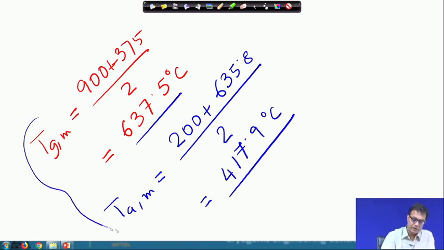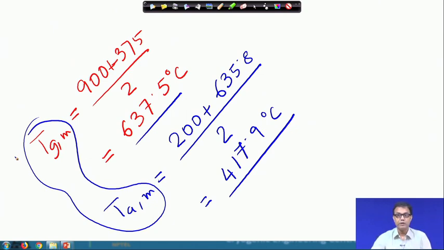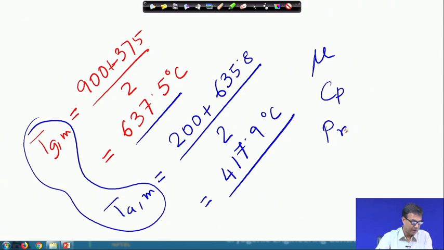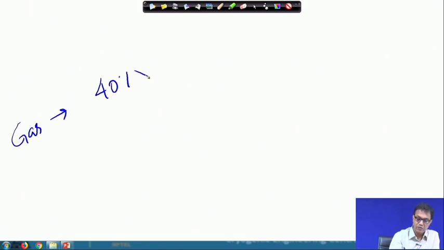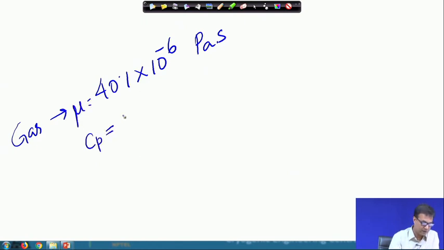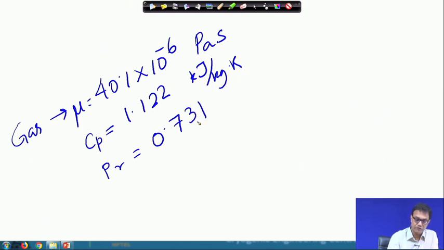Now, based on this mean temperature, we would be able to calculate the fluid properties. The properties we need are mu, Cp, and the Prandtl number. For the gas, mu equals 40.1 into 10 to the power minus 6 Pascal second, Cp equals 1.122 kilojoule per kg Kelvin, and Pr equals 0.731.